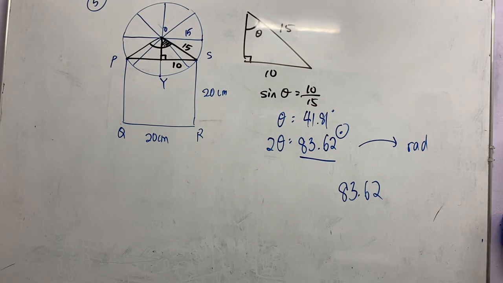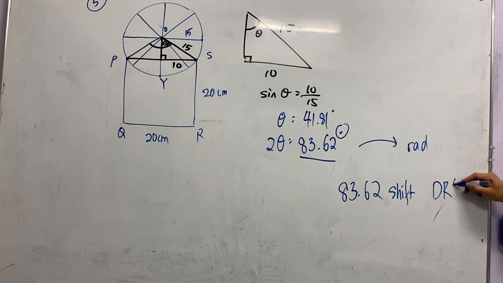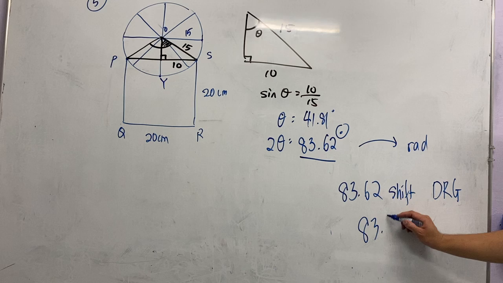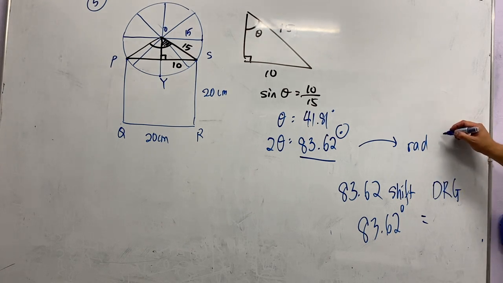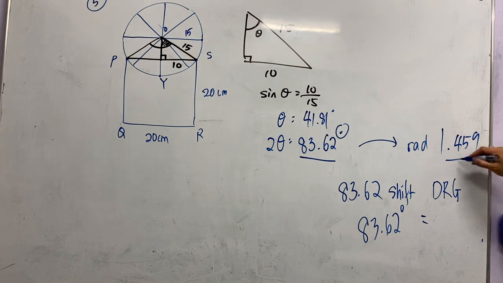83.62. Lepas tu tekan shift. Lepas tu tekan DRG. DRG kat bawah answer. Lepas tu nampak DRG kan? Okay, tekan D, tekan 1. So dia keluar macam ni kan, 83.62, lepas tu ada 1 darjah macam tu kan? Then press equal. Dapat? So dapat jawapan dia apa? 1.46 lah, 1.459 kan? 1.459. Okay, take 3 lah, 3 decimal number dapat.